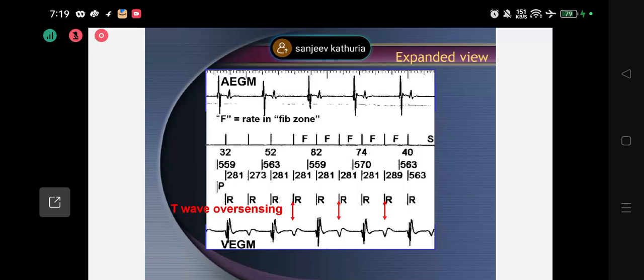So this is just to show you the same thing. See, there is an R wave. Can you see the R's are R's? And can you see the T being perceived as R? So that is why now both of them are R. So this is the fibrillation zone. Is it clear to you?